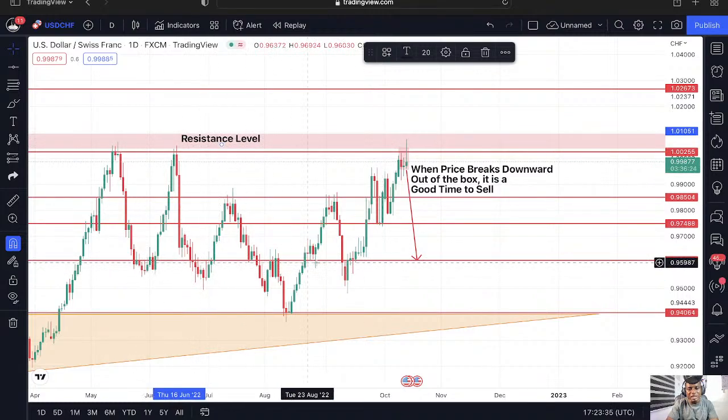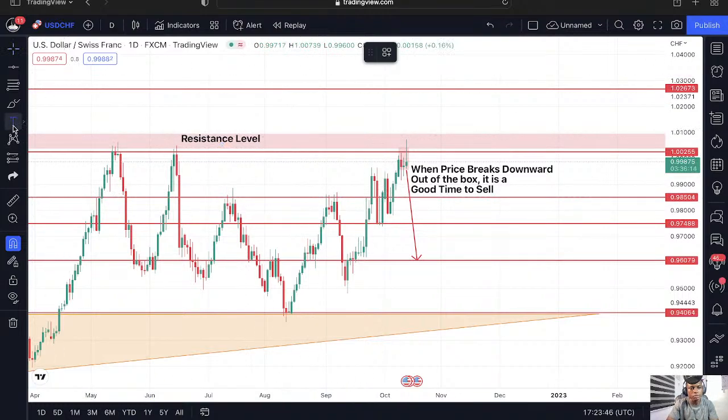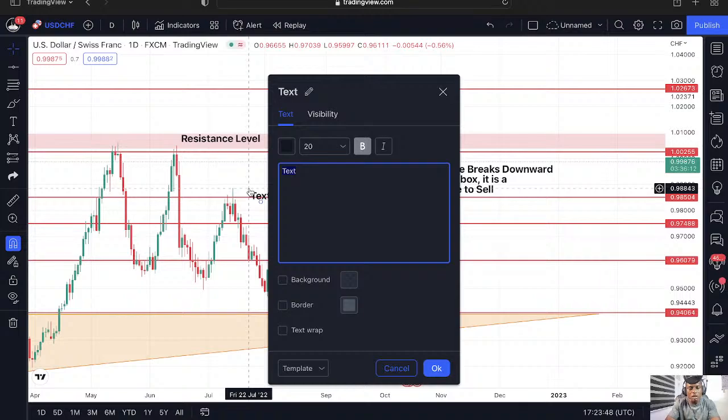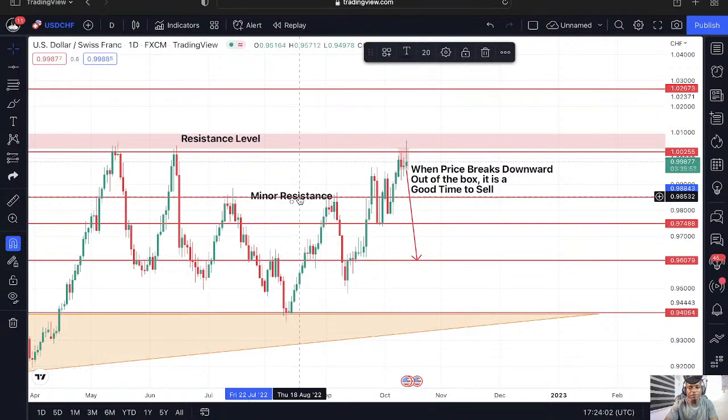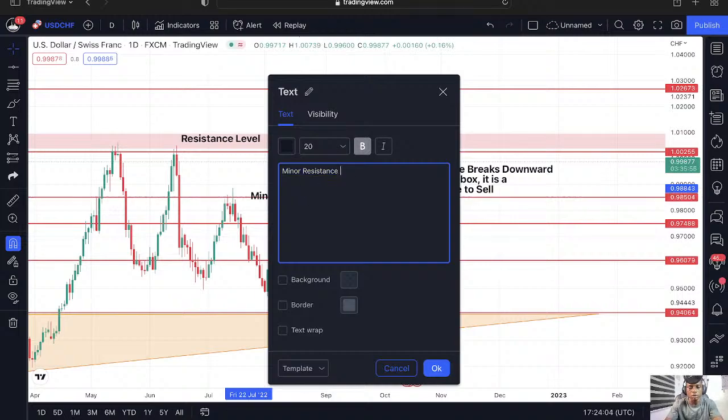Now this level here is a support level. There's a minor resistance level inside. Let me also tag it. Here we call it minor. So a minor resistance level can be major in a lower time frame when we are taking it down. So just so that we get clarity.